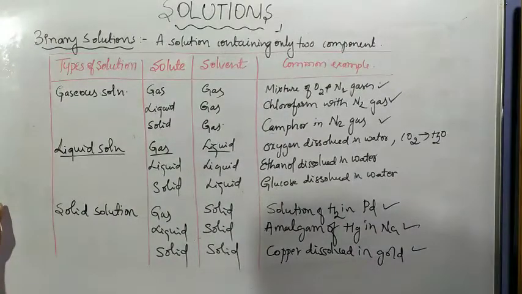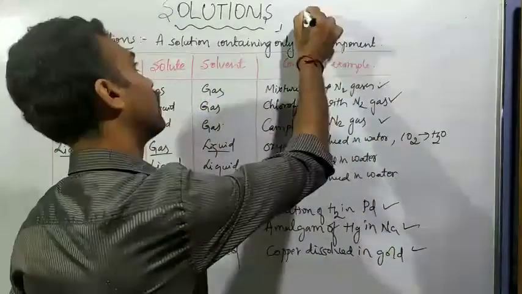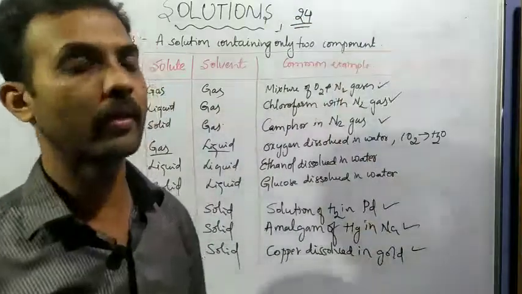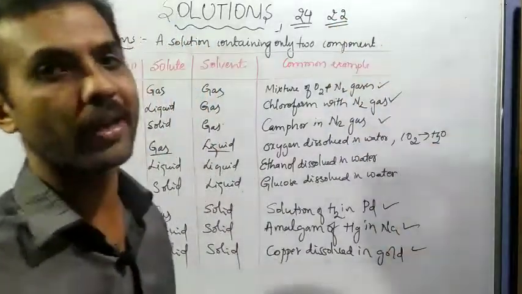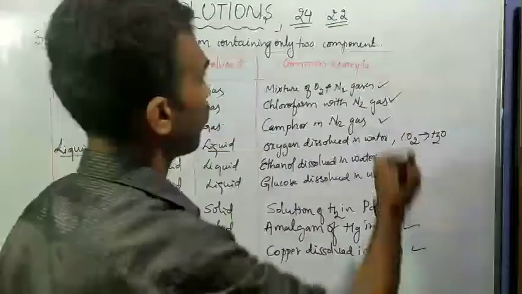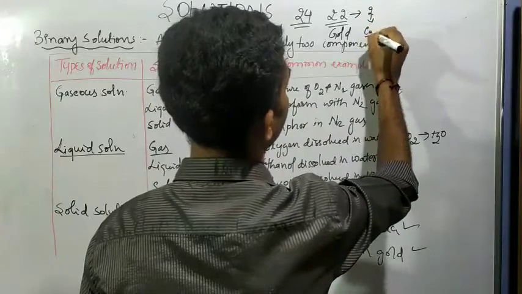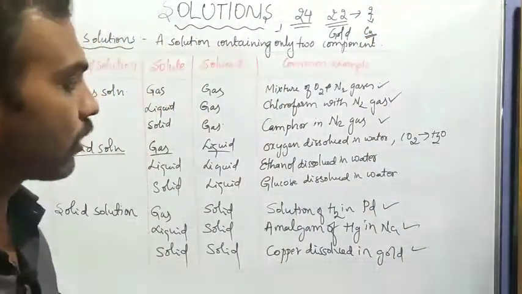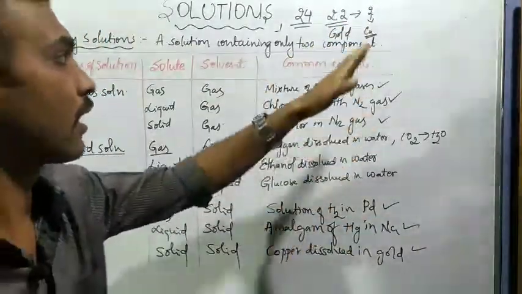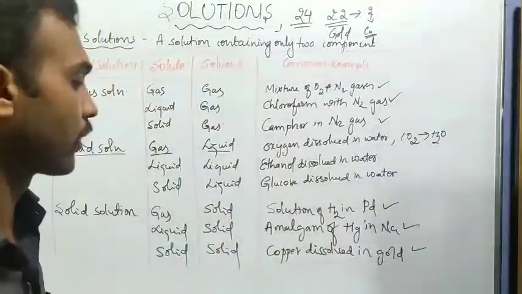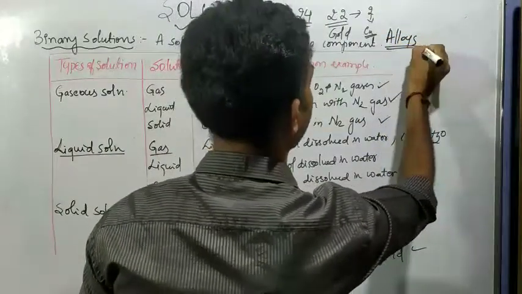Copper dissolved in gold: you know gold. Pure gold cannot be used. 24 carat gold means pure gold. For commercial purposes, in ornaments, we use 22 carats or less. 22 parts is gold and the remaining 2 parts is copper we are adding. Why do we add copper? Because gold is very soft. To get strengthening of the gold, we are adding copper. When solids are mixed, we call it an alloy, so alloys.